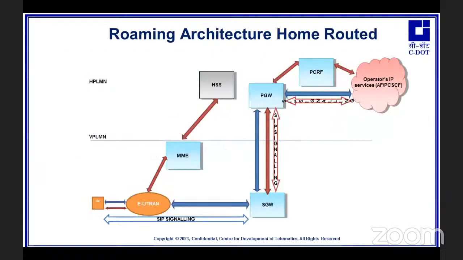Next. Now I'll briefly explain what roaming is. In LTE there are broadly 2 types of roaming. One is called home routed roaming, another is called local breakout. So in India, for data services, we basically use home routed roaming, and for voice calls, we basically use local breakout. Now this is home routed roaming.